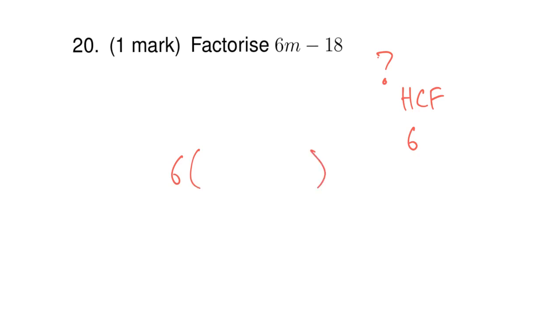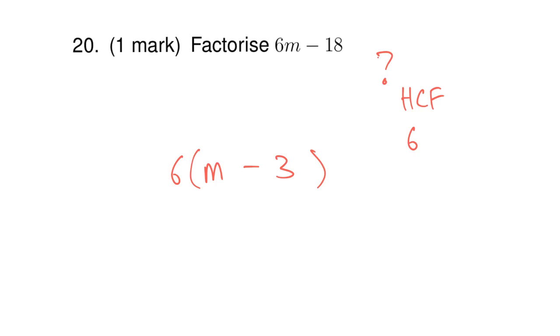Now what goes inside the brackets? Well, the bit that goes inside the brackets is whatever I need to multiply 6 by to get this term. So 6 times m will give me 6m, so the first part of my brackets will be m. What do I need to multiply 6 by to get -18? Well, it'll be -3, because a positive times a negative gives me a negative. So 6 times -3 gives me this -18.